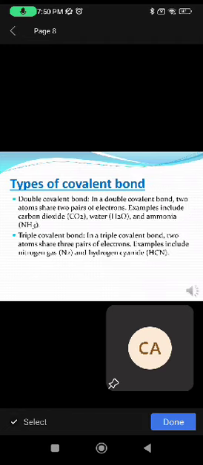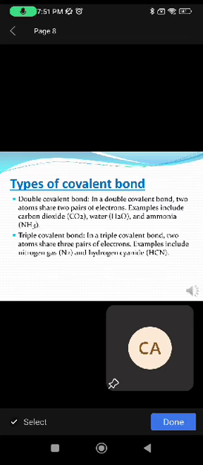Second, we have double covalent bond. In a double covalent bond, two atoms share two pairs of electrons. Two atoms share two pairs of what? Of electrons. We have examples which include carbon dioxide, written as CO2. We have water, written as H2O. Then we have ammonia, written as NH3.